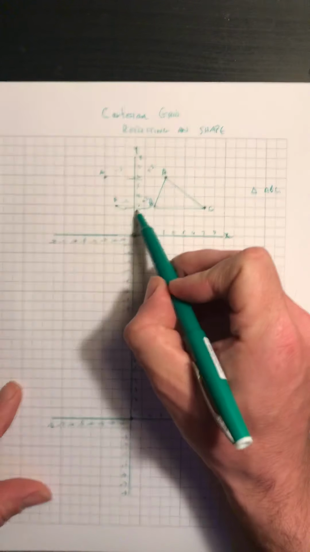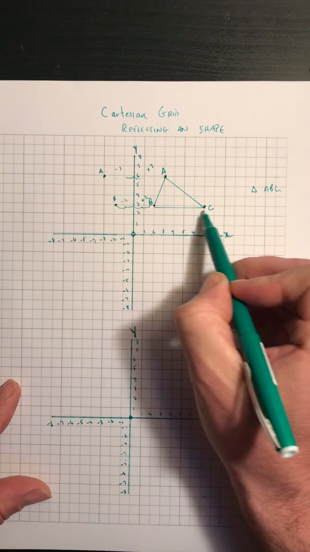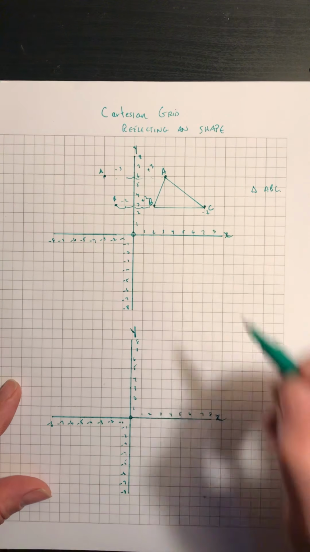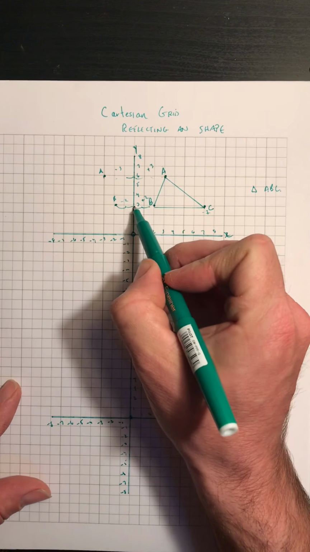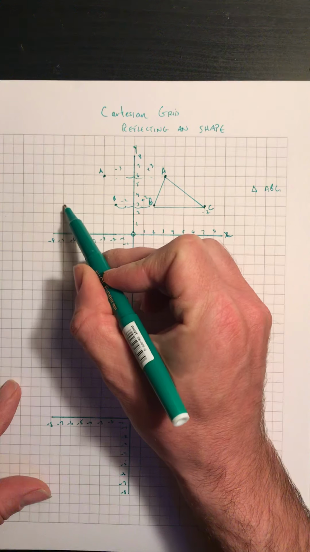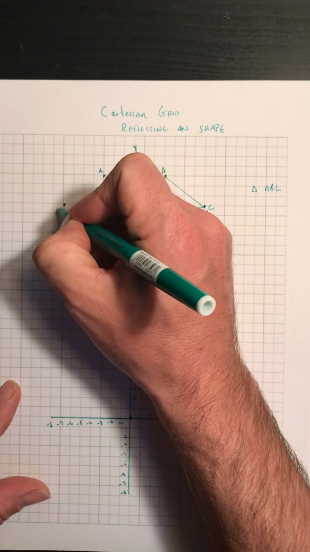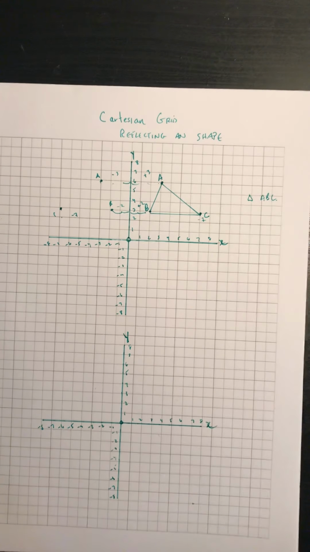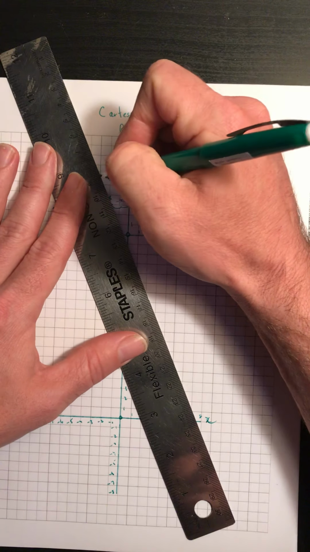Now this one, this is our C vertex. Let's see how far that's out. So we go 1, 2, 3, 4, 5, 6, 7. That's going to be plus 7. So if we're going to go plus 7 on that side, we're going to have to go minus 7 on the other. We're going to go 1, 2, 3, 4, 5, 6, 7 right there. See? Okay, so let's line them up.